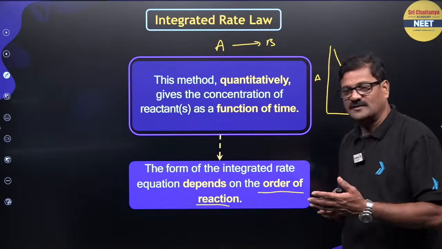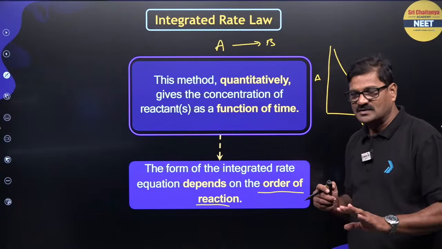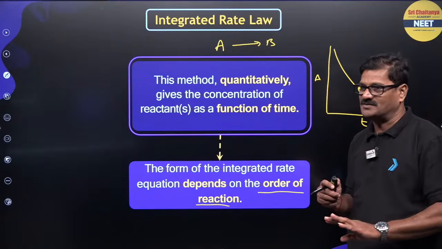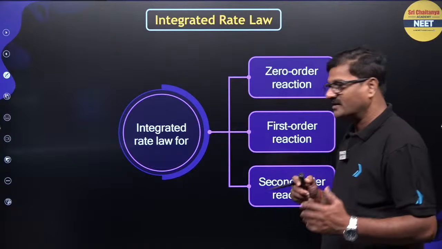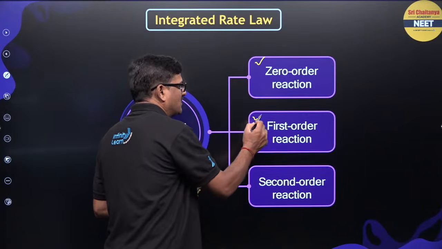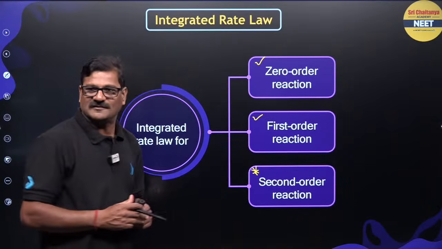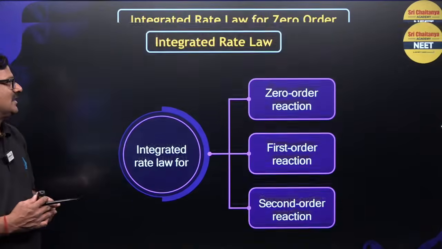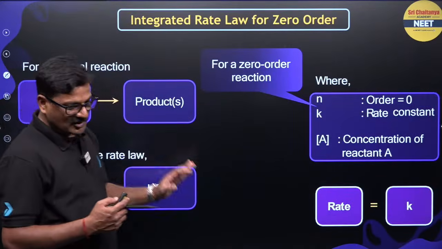You have zero order, you have first order, you have second order. Let us focus on zero order and first order, and we use the integration concepts here. The integrated rate law for zero order and first order of a reaction. For second order, देखता हूँ, सिर्फ इक्वेशन देना चाहता हूँ. ठीक है बेटा? And let us talk about first order or zero order.